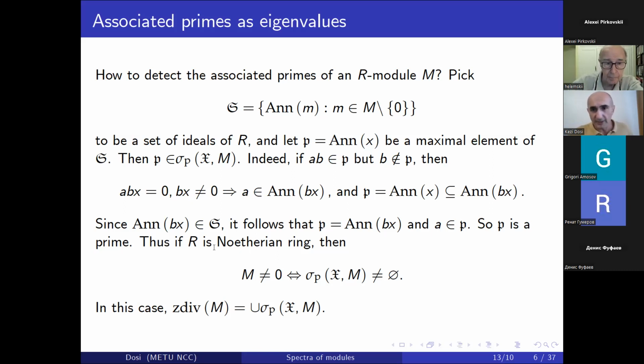So that's the moment why we need the assumption that the ring is Noetherian. Let me recall, the ring is Noetherian if any set of ideals has a maximal element. So that's exactly the case. If R is Noetherian, then this set has a maximal element. So we have enough associated primes. Look, that's the sort of criterion: M is not zero if and only if its point spectrum is not empty, in the case of Noetherian. So if you unify all these primes, you're going to get the zero divisors of the module M, instead of all ring elements, that is, those annihilating some elements of the module M, right? Okay, so we understood how the point spectrum responds to M: M is non-zero if and only if the point spectrum is non-empty.